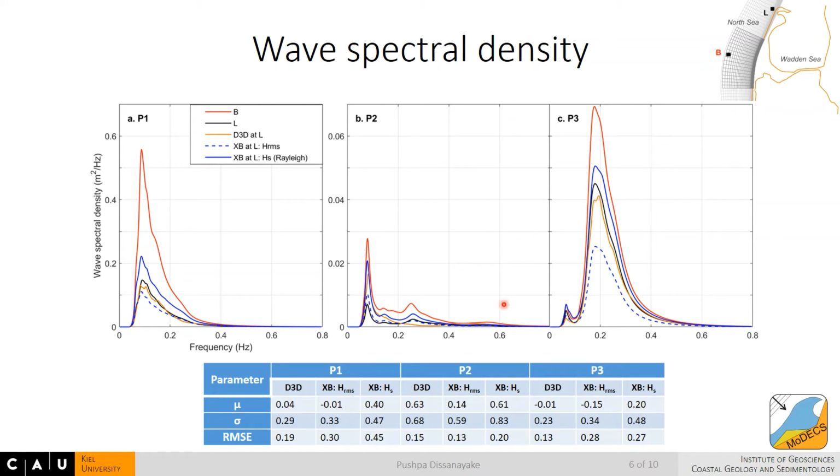Here you can see mu is relative difference. This is the standard deviation and root mean square. This is P1, P2 and P3. For example, in root mean square you can see Delft3D results have lower values. So that means the predicted waves from Delft3D agree better with the measured information compared with that of XBeach. Good. Then we go for morphodynamics.